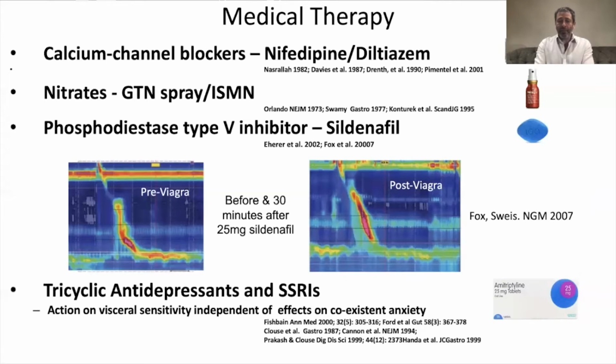Treatments also can include medication, such as calcium channel blockers, nitrates, and phosphodiesterase inhibitors such as sildenafil, which can enhance endogenous nitric oxide. Tricyclic antidepressants and SSRIs can reduce visceral sensitivity and also have an impact on coexisting anxiety, which is present in many of these patients.